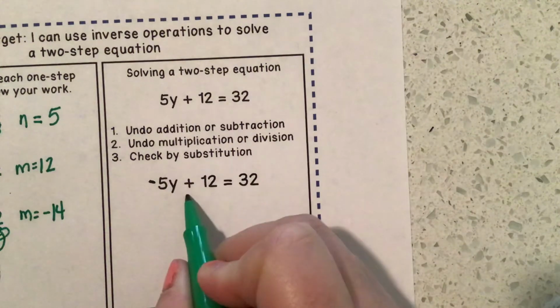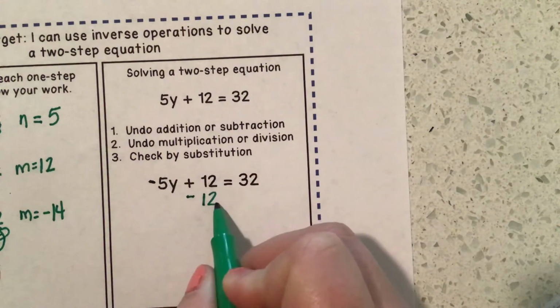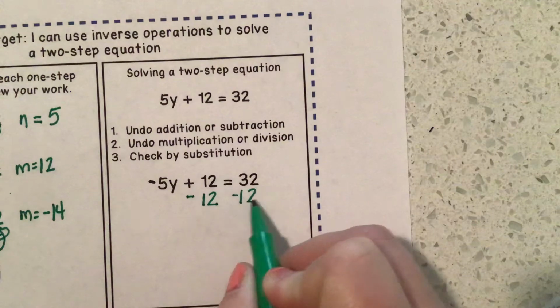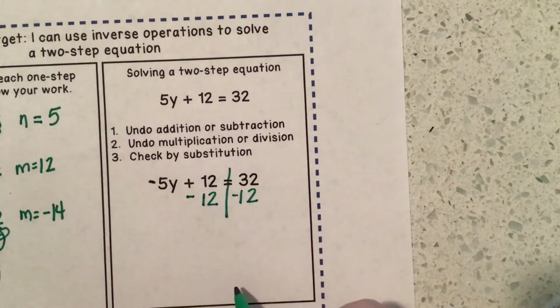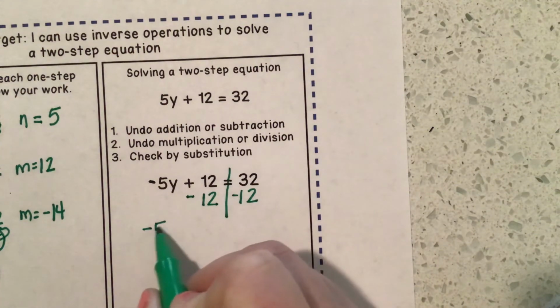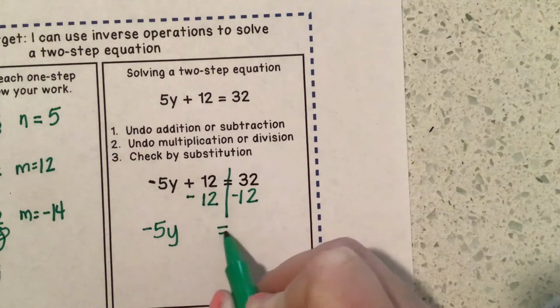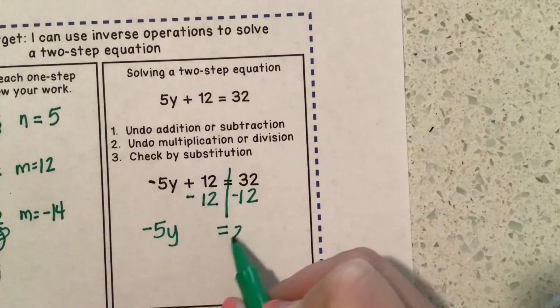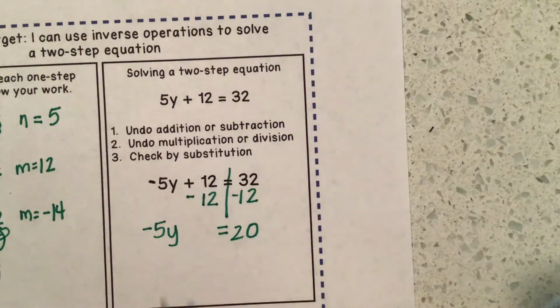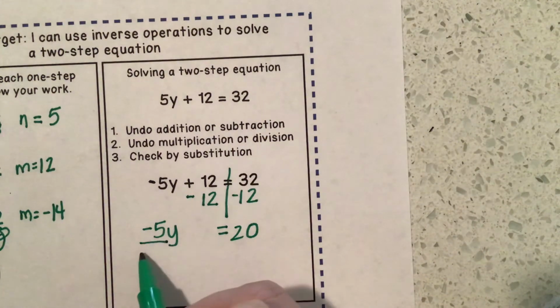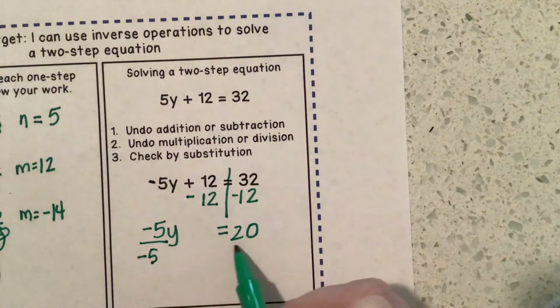So we do that here by subtracting 12 because it was adding. So I'm going to subtract 12 from both sides. This gives me negative 5y, plus 12 minus 12 goes away. 32 minus 12 is 20. Then I want to undo multiplication or division. Well, this is being multiplied, so to undo it, I do the opposite. So I'm going to divide. Make sure you carry the sign with it.